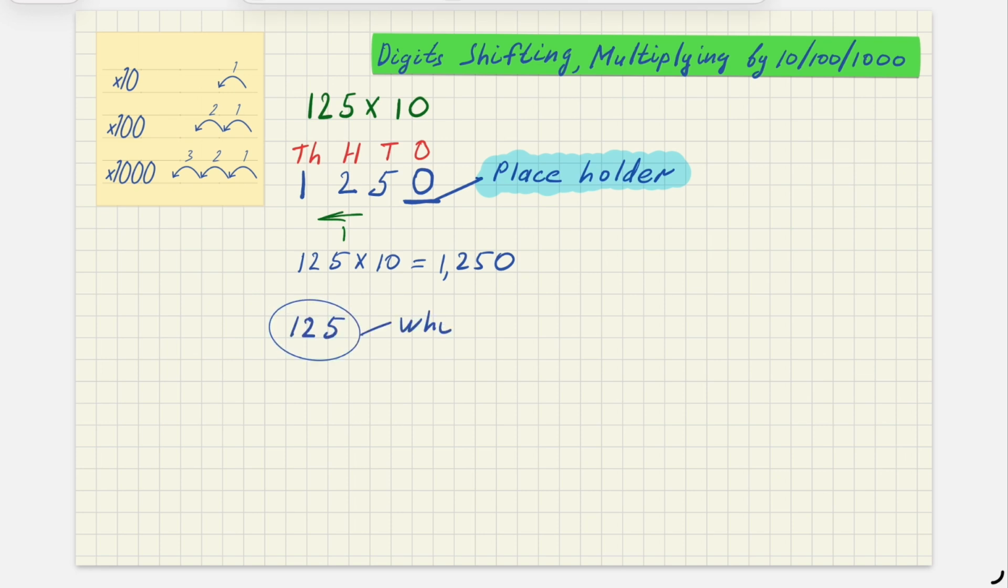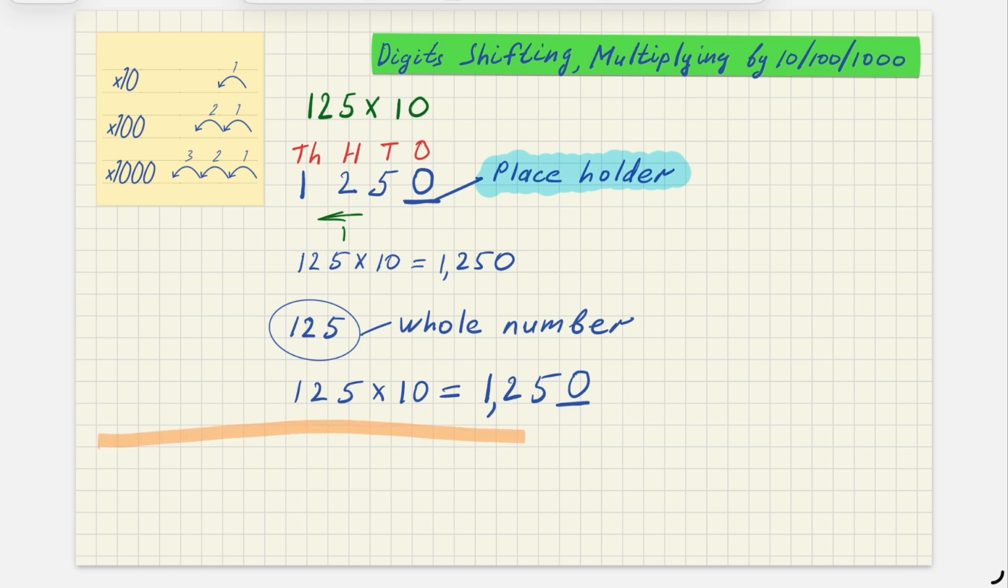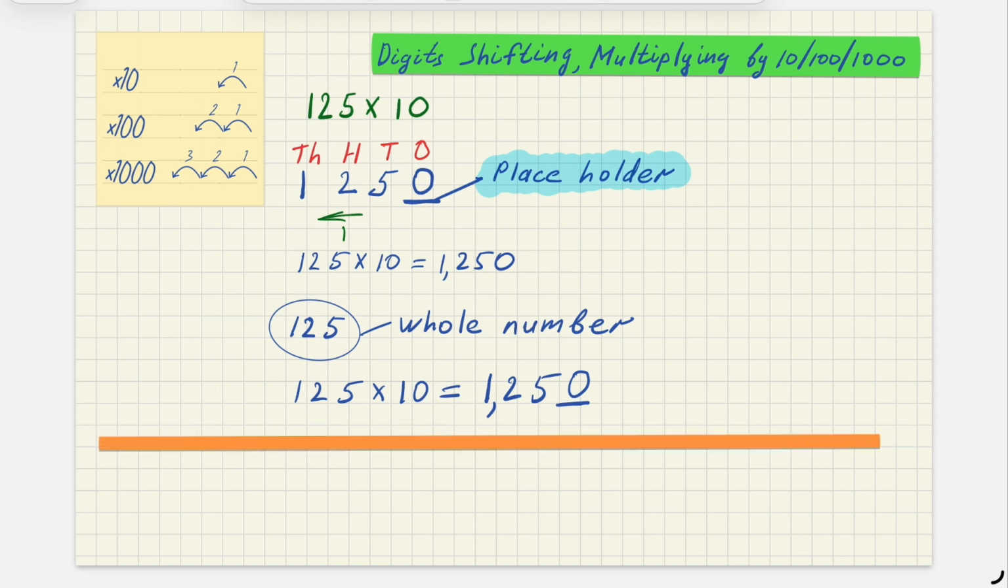Because 125 is a whole number, we can use a second method. When we multiply any whole number by 10, we can simply add one 0 or a placeholder to the end of the number. So if we add 1 zero or a placeholder to 125, we get 1,250. Let's explore the next example.